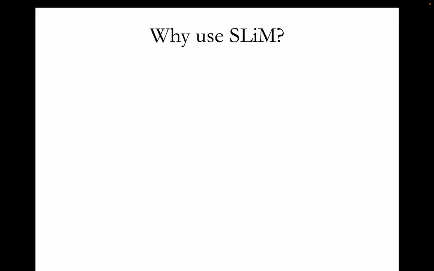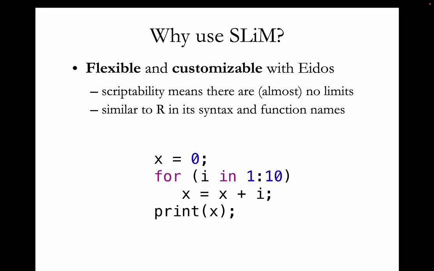But you might still ask why use SLiM in particular, rather than using some other simulation software package, or perhaps even writing your own model from scratch. There are several reasons. One is that SLiM is very flexible and customizable because it's scriptable with a language called Eidos. This allows you to do almost anything you want in your model, overriding SLiM's default behaviors with your own custom script. Eidos is a simple language that's easy to learn. It's based on R and uses similar syntax and function names.